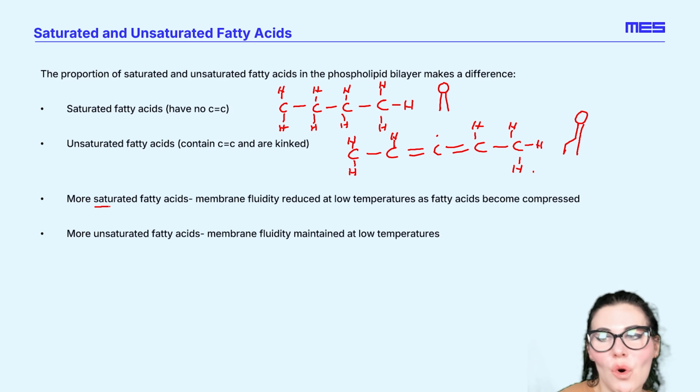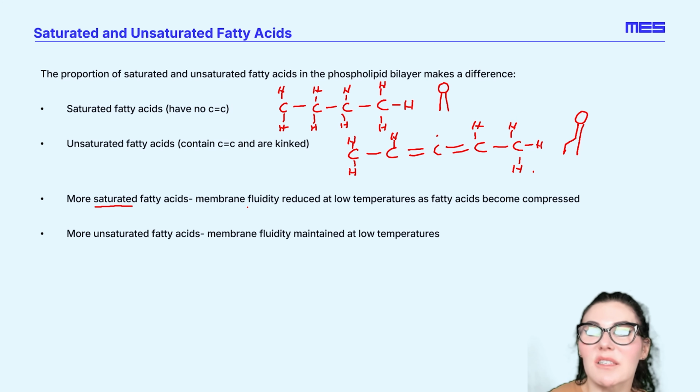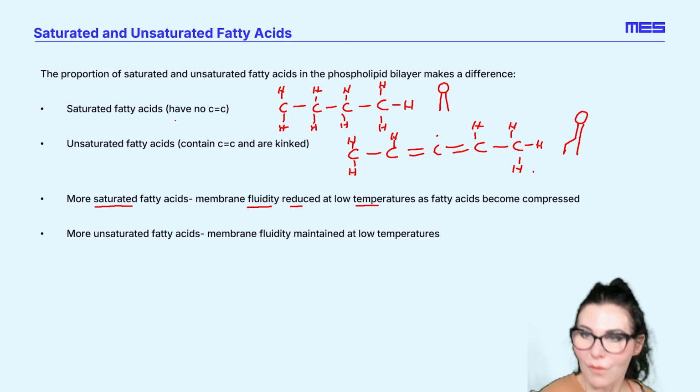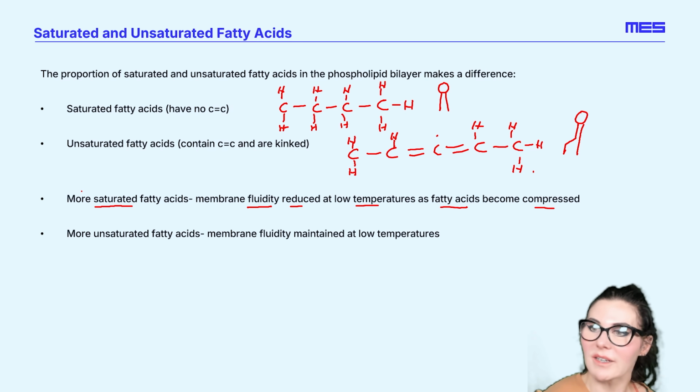So if you have more saturated fatty acids in the membrane, the impact of that is the membrane actually becomes less fluid at low temperatures, because saturated fatty acids at low temperatures tend to become quite solidified or compressed. And when they are compressed, they're going to move less. And if they move less, then less things are going to get through between the fatty acid tails. Therefore, membrane fluidity is reduced at low temperatures due to these fatty acids becoming compressed if they're saturated.